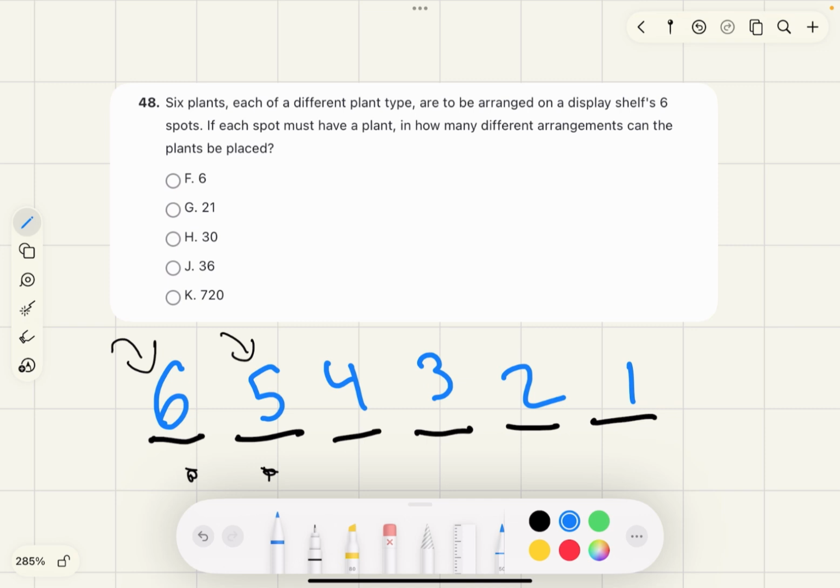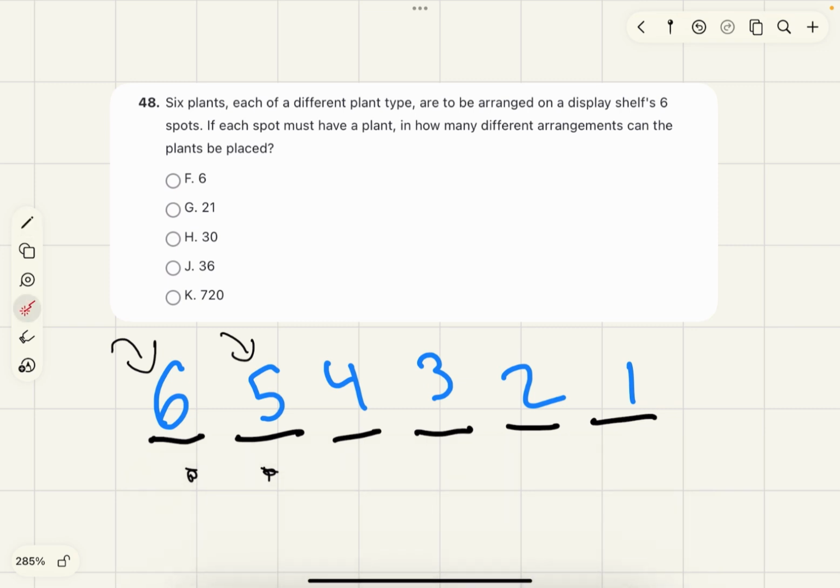For these types of questions, it's important to remember that we can't reuse a plant after it's been placed. It's not like the last question where we were able to reuse some digit or some letters of the alphabet. No. Once we place down a plant, we're unable to reuse that plant for the next spot and the next spot and the next spot.